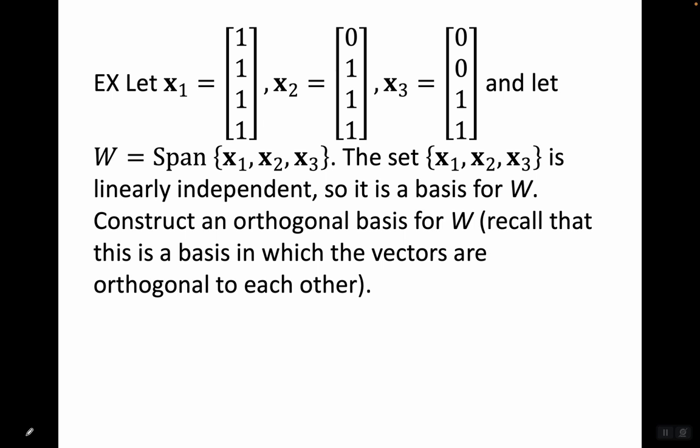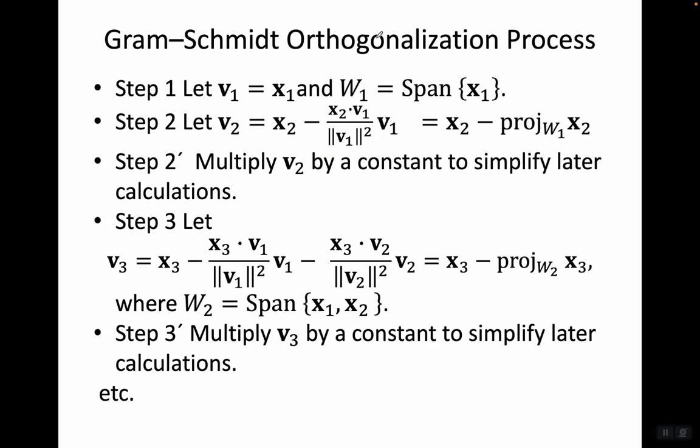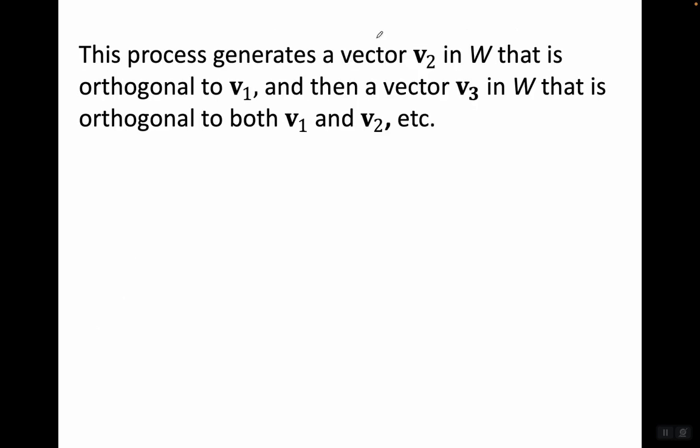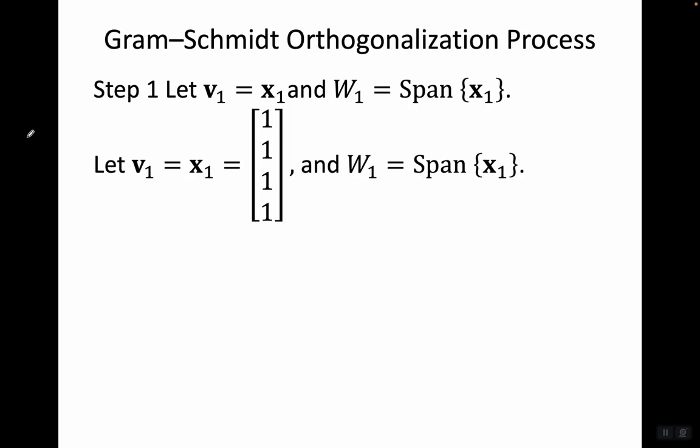Recall that this is a basis in which the vectors are orthogonal to each other, and you can see that these vectors are not orthogonal to each other. So here's the Gram-Schmidt orthogonalization process. We'll go over these steps one by one. This process generates a vector v2 in W that is orthogonal to v1, and then a vector v3 in W that's orthogonal to both v1 and v2, etc.